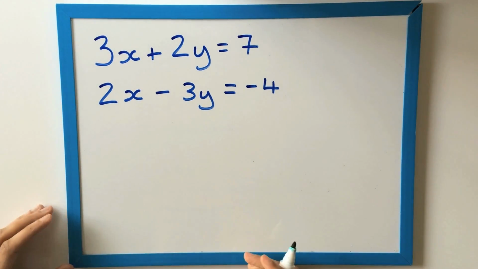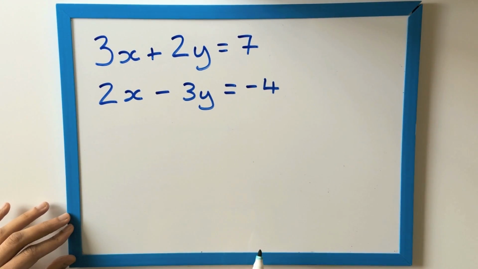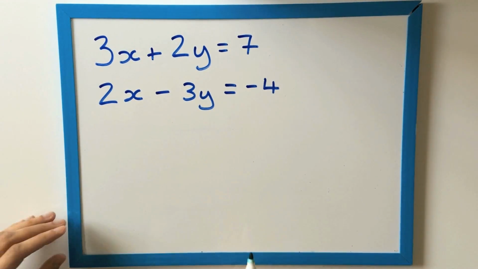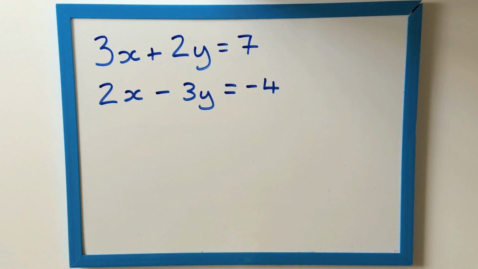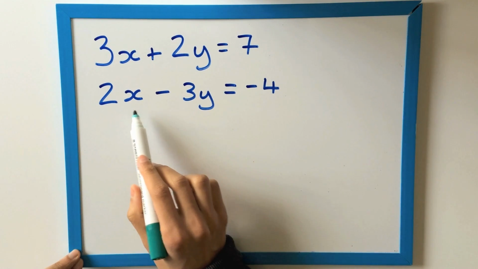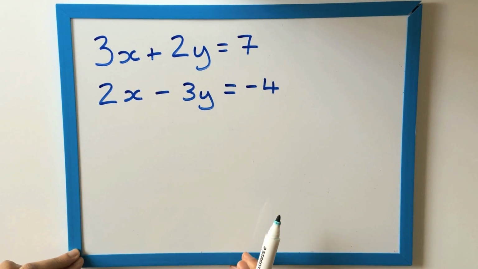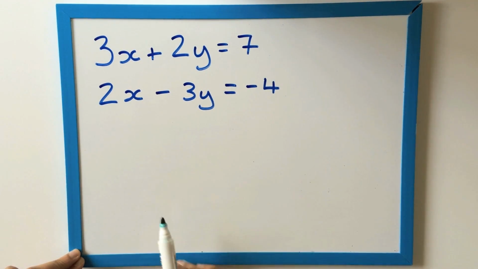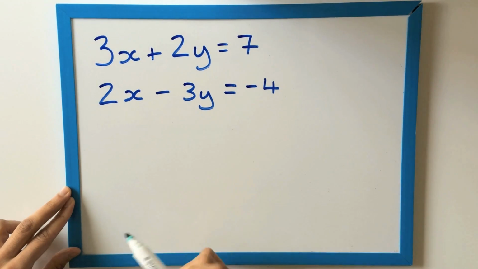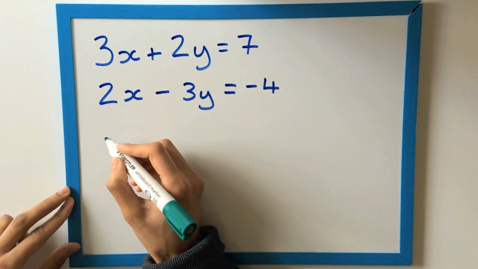So for this example, we have two linear equations and we're going to be solving them by using the method of elimination. So the first step is choosing to eliminate either the x term or the y term. For this example, we can choose the x term and choose the lowest common multiple of 2 and 3, which gives us 6.